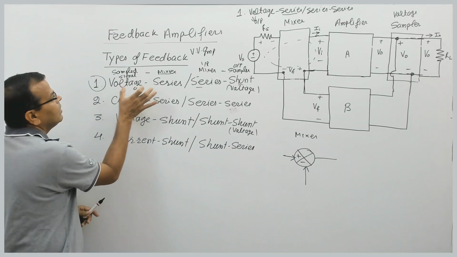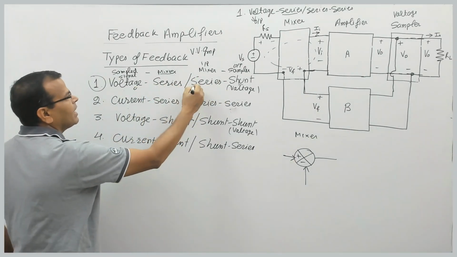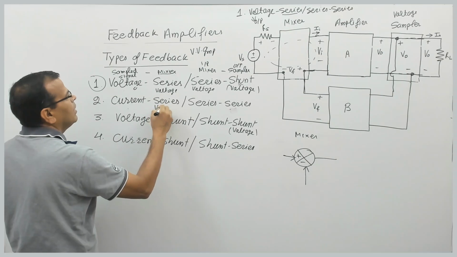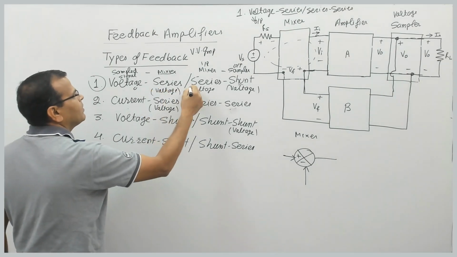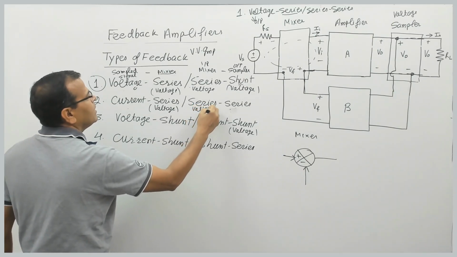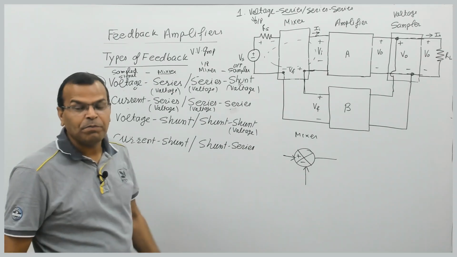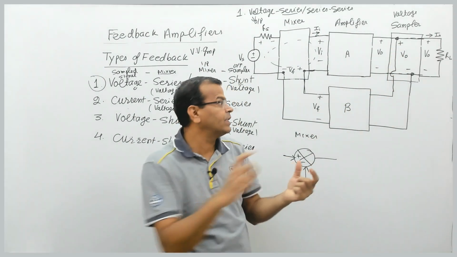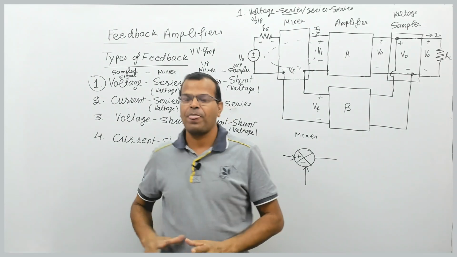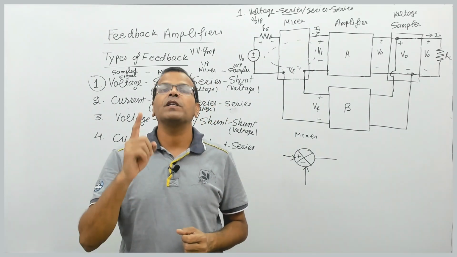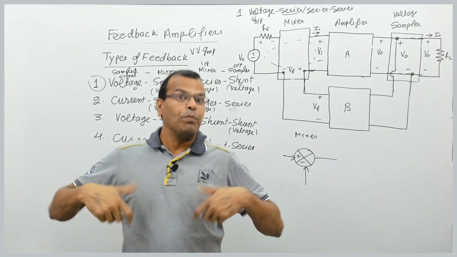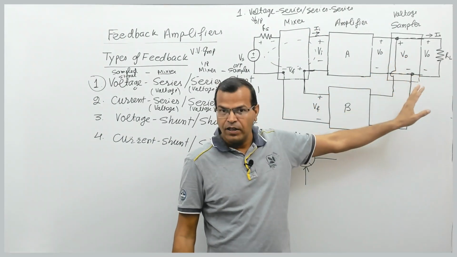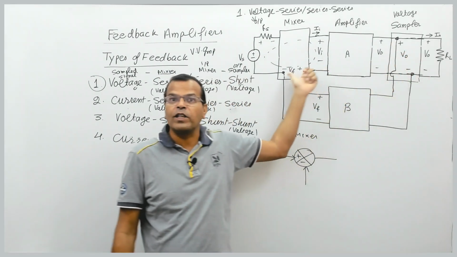You can see this word. Wherever you have the word series on the mixer side, I can write voltage. I'm saying on the mixer side, so that must be a voltage signal. Interestingly, shunt sampling means you are tapping the output voltage. Shunt sampling means voltage, and series mixing means voltage. So on the output side, when it is shunt sampling, it must be a voltage signal. On the input side, when it comes to mixing, it must be a voltage. Voltage sampling means shunt, voltage mixing means series.